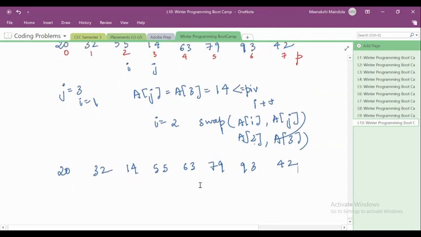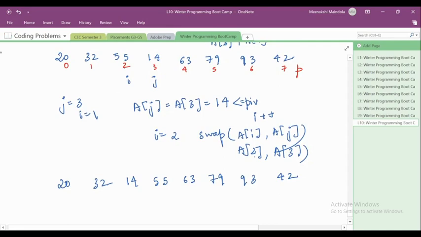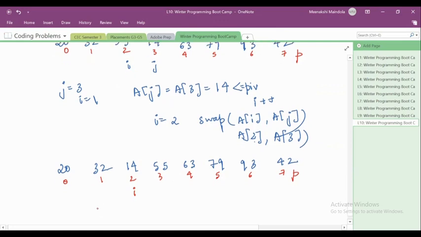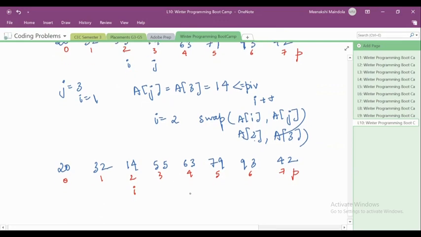Okay, so now let me write down the indexes. Along with that, I'm going to write down where I and j have reached, and pivot is the same element, which is our last element. So pivot remains here. I has reached this particular position, and in the next iteration, when you increment the value of j, it is going to become 4, right? So j has reached here, I is at 2.